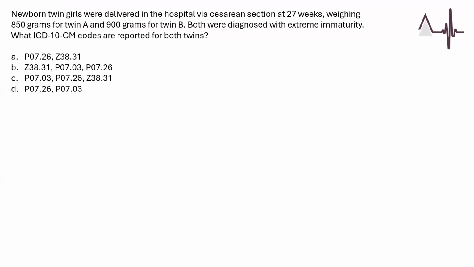Newborn twins are delivered at the hospital via cesarean section at 27 weeks, weighing 850 grams for twin A and 900 grams for twin B. Both were diagnosed with extreme immaturity. What ICD-10-CM codes are reported for both twins? And we have a list of codes. You can note on our screen here that 2 of the 4 start with P and 1 starts with Z38.